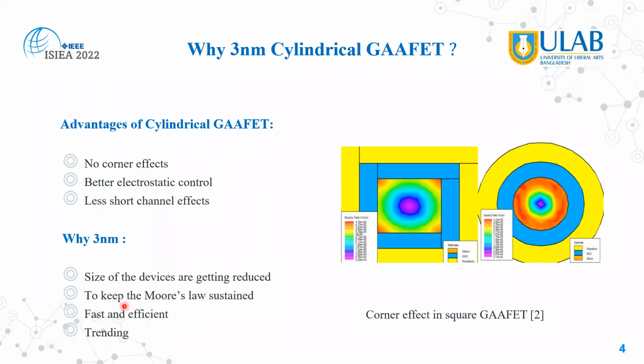Another reason is that Moore's law will sustain by keeping the channel length shorter. A shorter channel length, 3nm, is faster and more efficient than the bigger channel lengths, and it is trending. We know that Samsung is heading towards the 3nm technology this year.